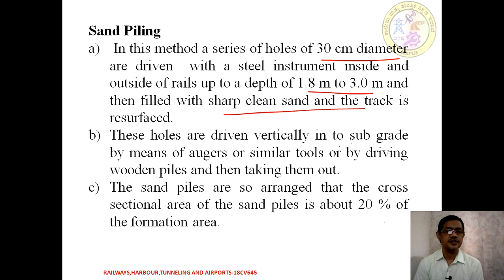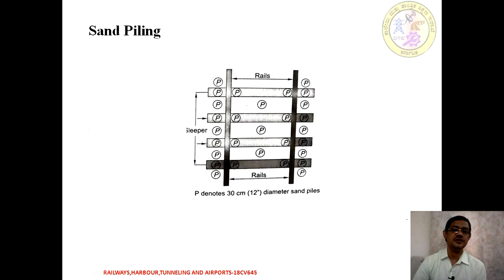The sand piles are arranged so that the total cross sectional area of the sand piles is 20% of the total formation area. This is how we use 12 inch or 300 mm diameter sand piles, which are driven into the subgrade.